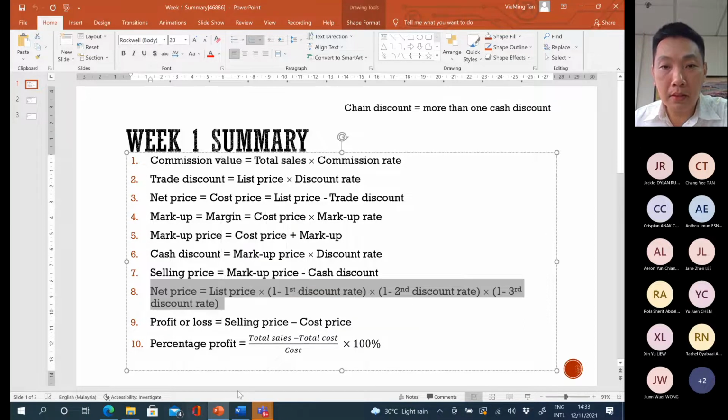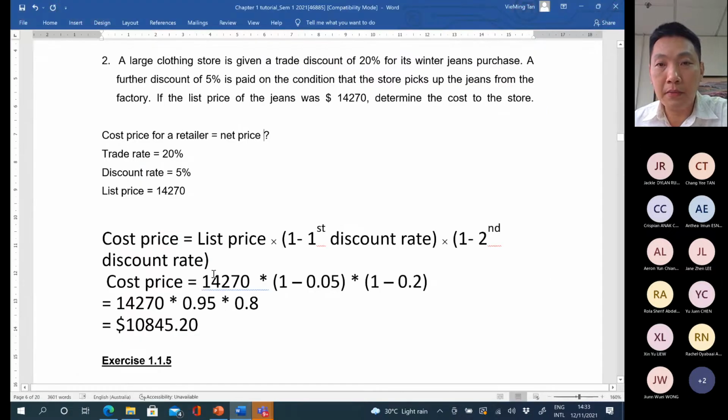Copy. All right. So paste to here. So this is the formula that we should use. Cost price means the net price. Now the list price is given already, the list price for the jeans. List price means the price offered by wholesaler to retailer. Is this number? So substitute to here.